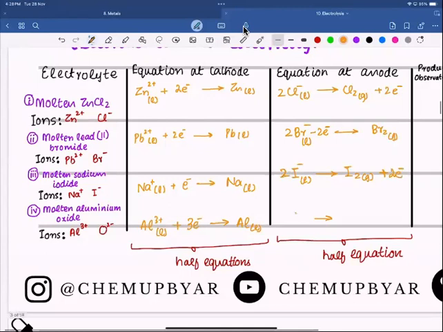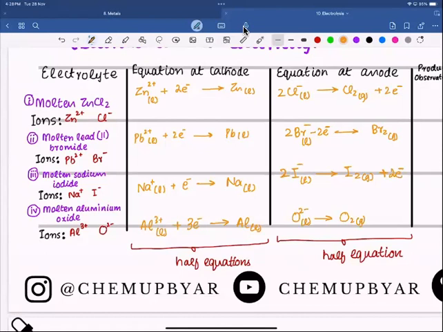What is the formula of the oxide ion? O2 minus, in the molten state. When it turns into the element, yeah, you are right. It becomes O2, it's also diatomic.